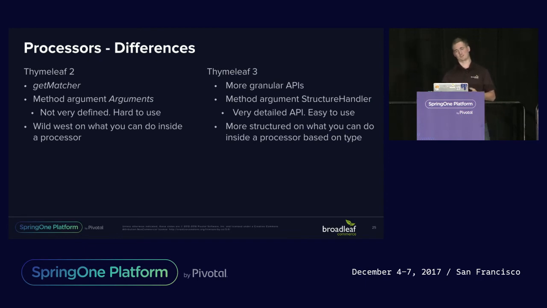So here's some main differences. Thymeleaf 2, like I said, getMatcher. Now it's pretty much a more granular API, is the difference. Before, the only difference was getMatcher. Whatever you said match, that was pretty much what you just worked on, which could be anything. So abstract processors could do anything pretty much, which is the Wild West. Pretty much the bullet there is you can just do whatever. But the main thing, in my opinion, is really the arguments versus the structure handler. The structure handler is a much easier API to use.